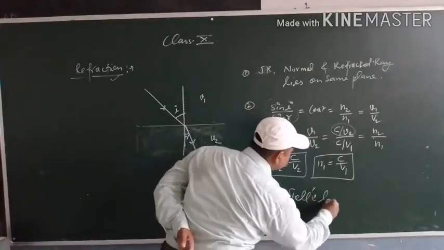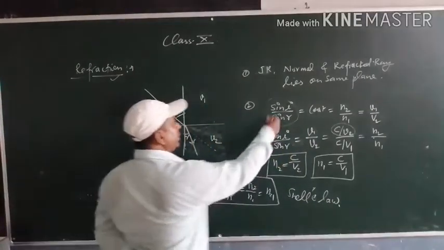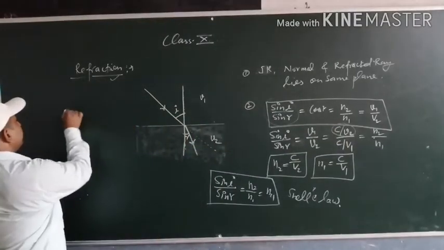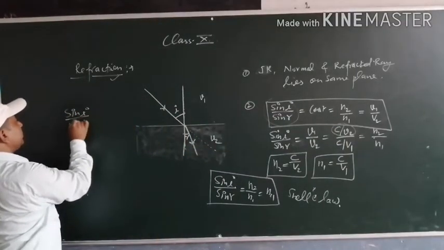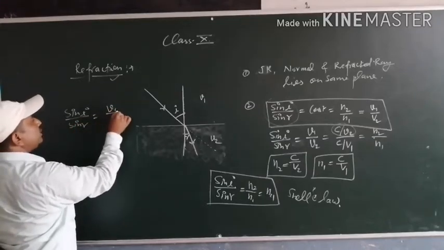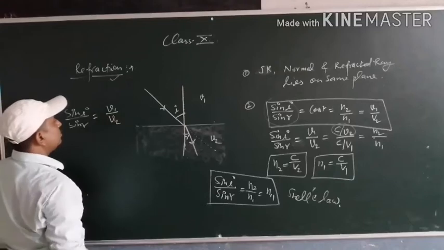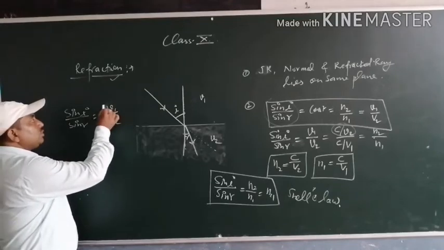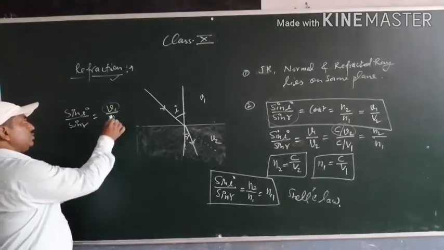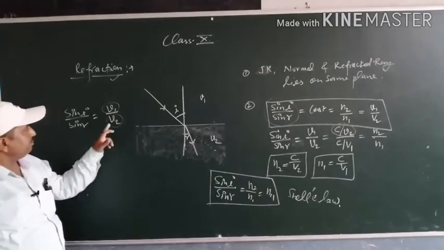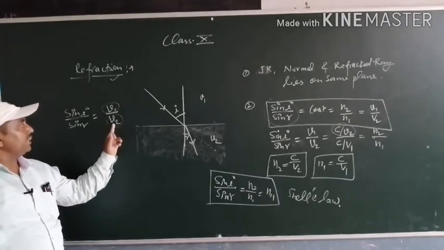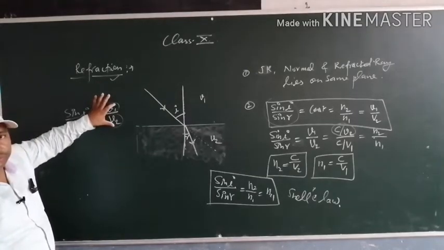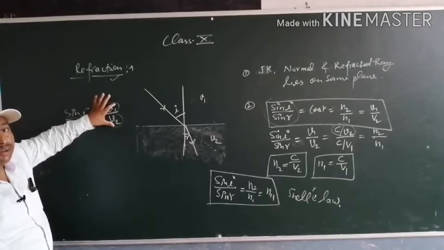Snell's law. From here, if sin I by sin R equals V1 by V2, it means that if the velocity of the light is large in the first medium and small in the second medium, then that ratio acquires a larger value. It means greater than 1.